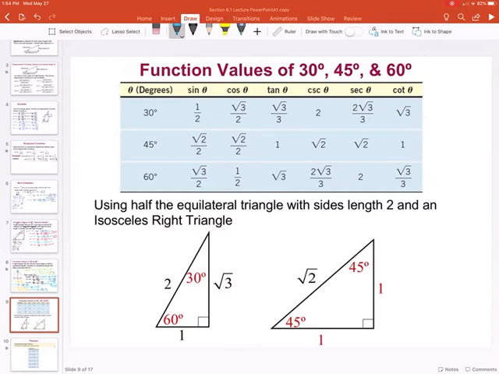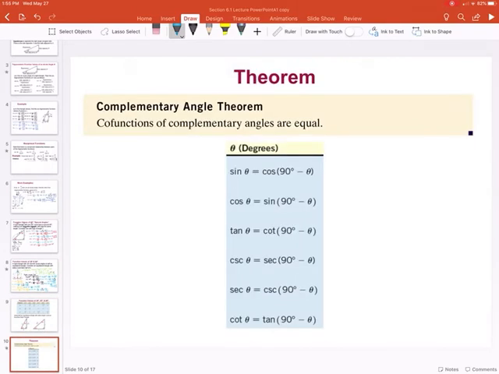Now, down here below, you can see where they derived from with our two right triangles. One of them derived from the equilateral and the other from the isosceles. Going to the similarities, here's the complementary angle theorem for cofunctions. So sine of theta will always equal the cosine of 90 minus theta, right? How do you find the complement? Complementary angles are two angles whose sum is 90. So 90 minus that angle.